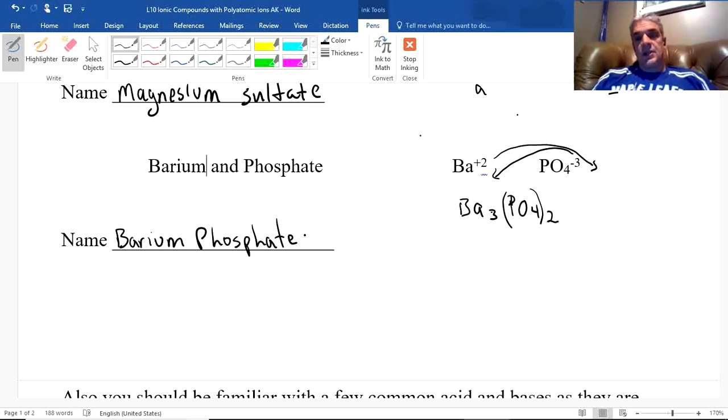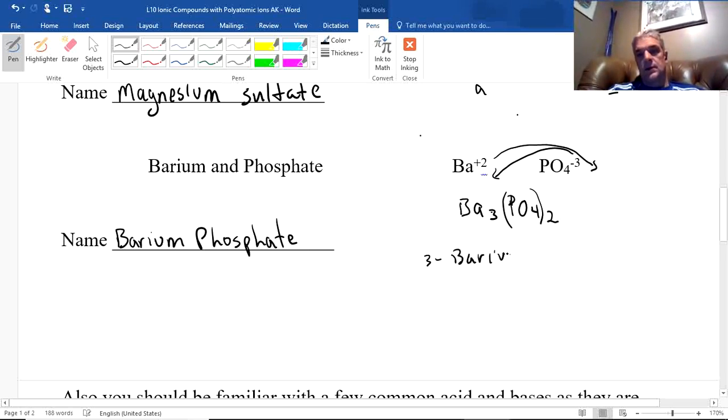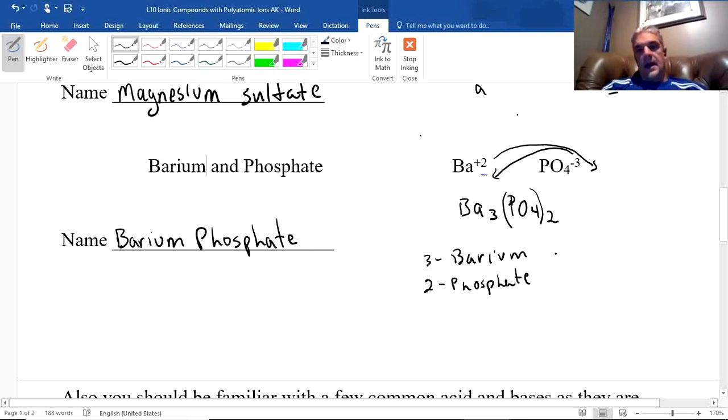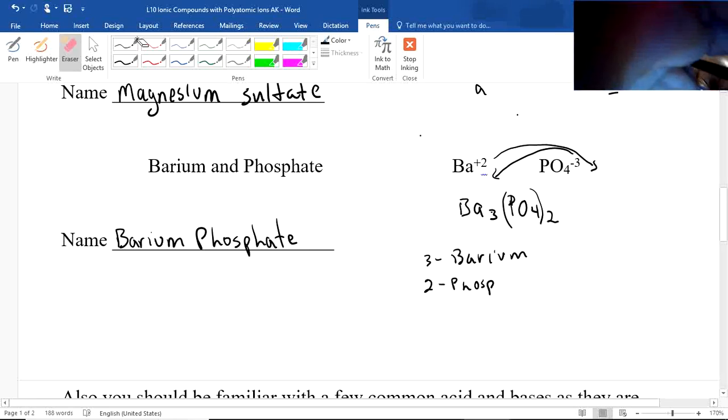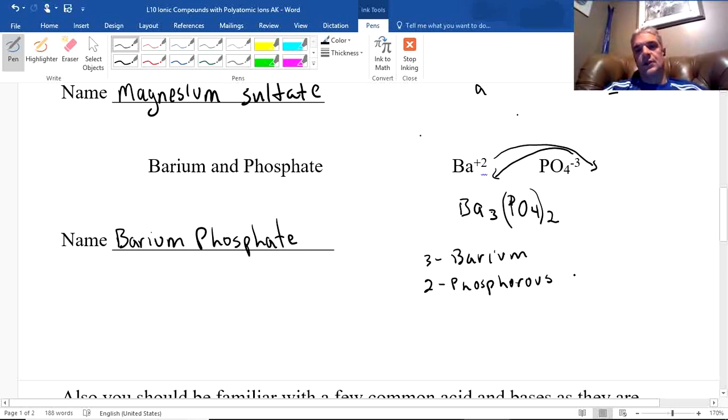Now I can do one more thing here. I can say, how many of each atom do we have here? For example, I have 3 bariums, okay? How many phosphates do I have? I have 2 phosphorus atoms, right? I shouldn't say phosphate, I have to be careful here. It's called phosphorus if it's just the atom.